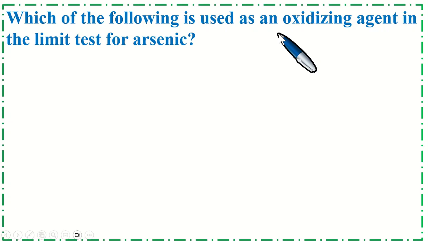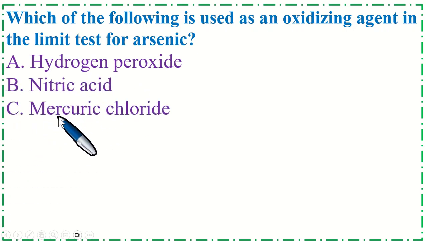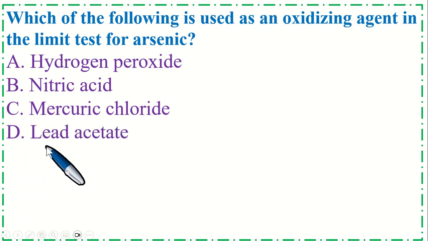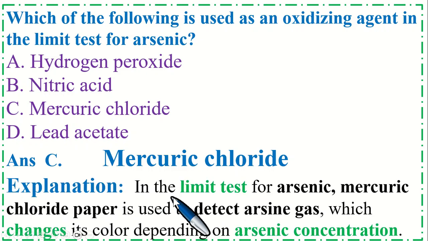Which of the following is used as an oxidizing agent in the limit test for arsenic? Option A, hydrogen peroxide, B, nitric acid, option C, mercuric chloride, and option D, lead acetate. So the correct option is C, mercuric chloride. In the limit test for arsenic, mercuric chloride paper is used to detect arsenic gas, which changes its color depending on arsenic concentration.